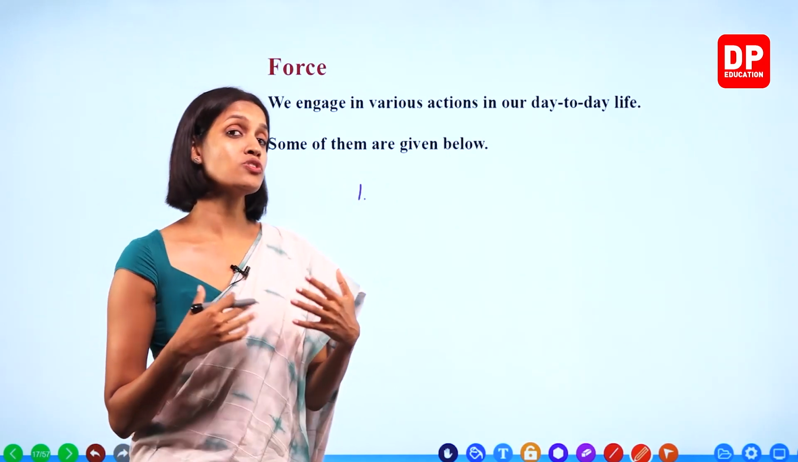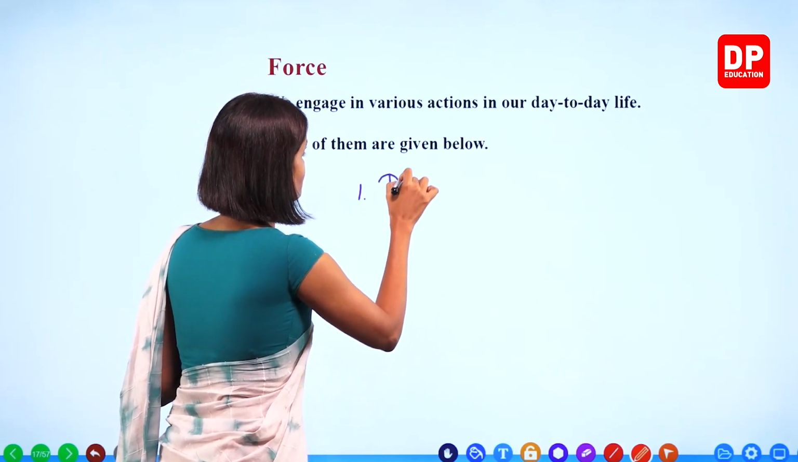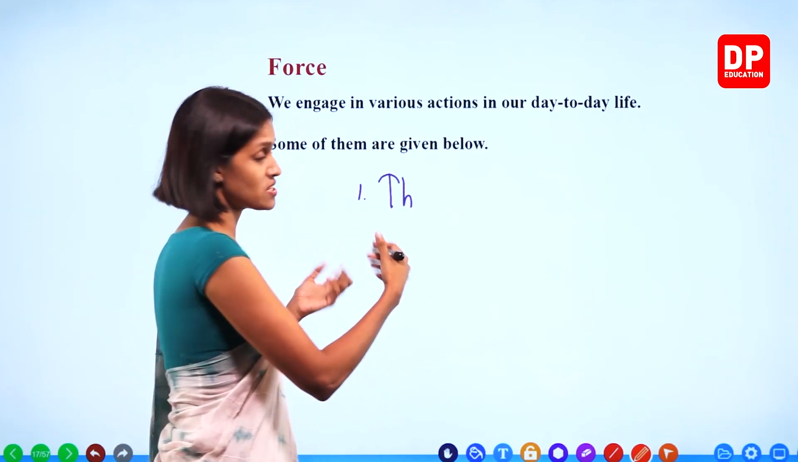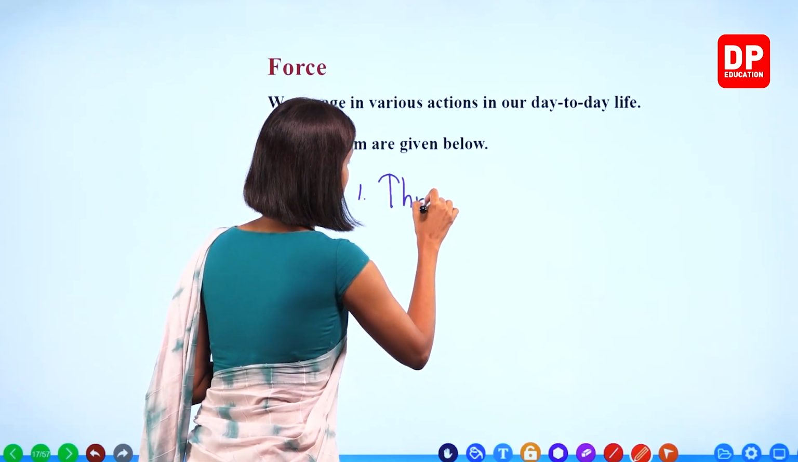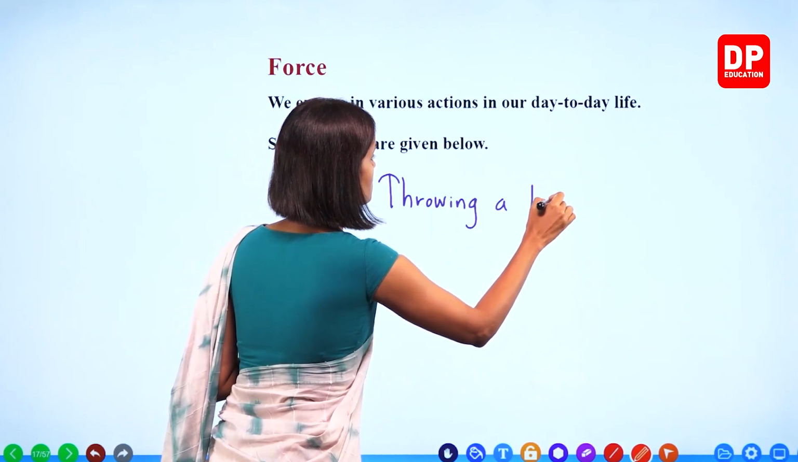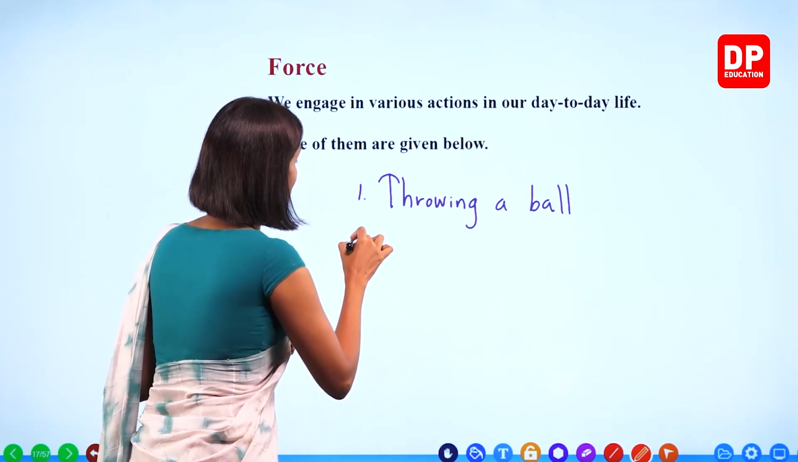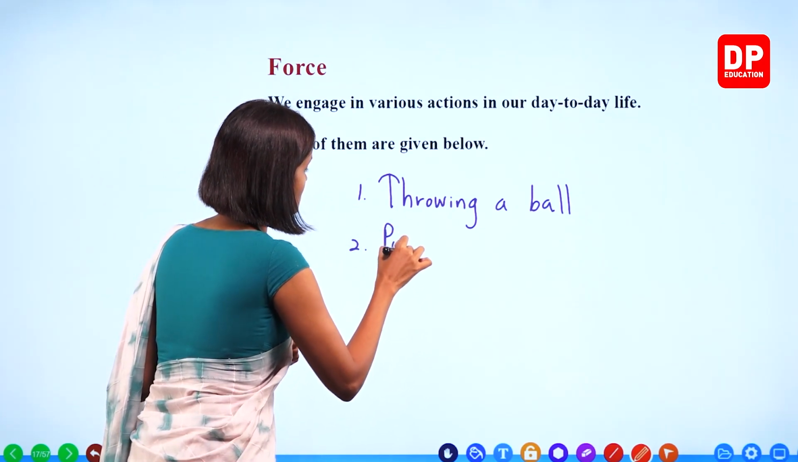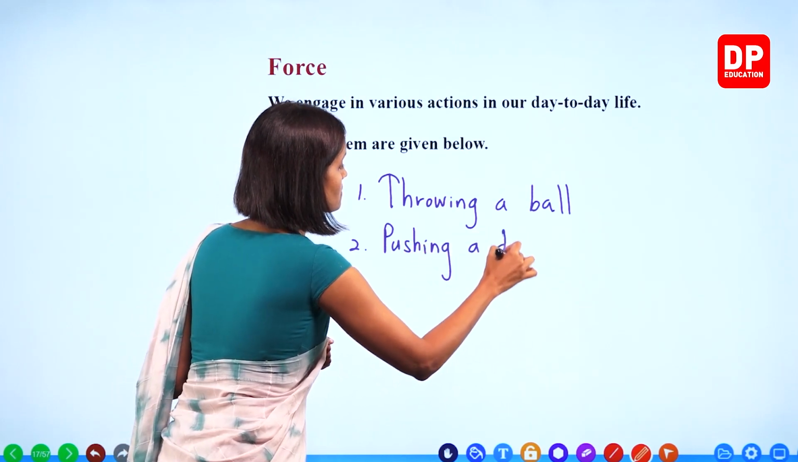When you go to the playground, I can write throwing a ball. At the playground, you do these types of activities: jumping, running, throwing balls. Throwing a ball. So in the classroom, what do you do, children? We can write pushing a desk. Pushing a desk.